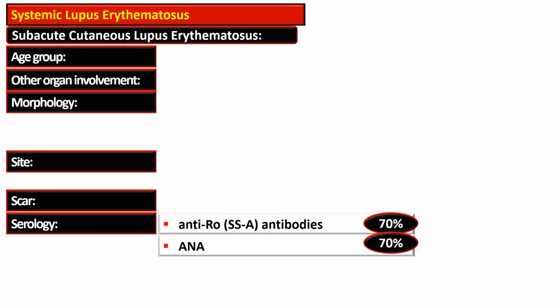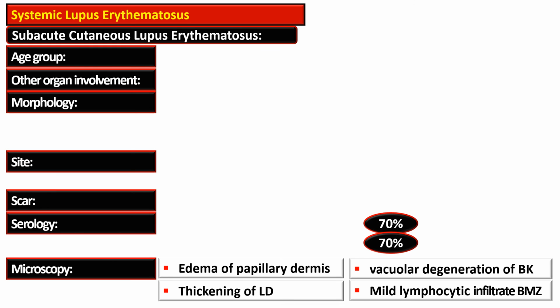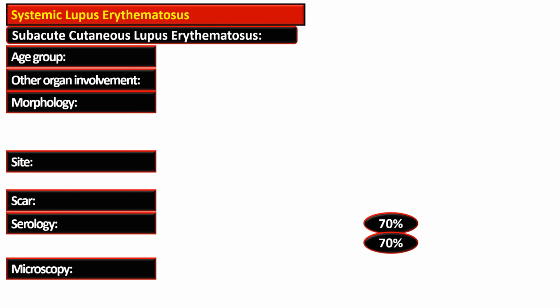anti-Ro antibodies and ANA antibodies are present in 70% of the cases, and microscopy is characterized by edema of the papillary dermis, thickening of the lamina densa, vacuolar degeneration of basal keratinocytes, and a mild lymphocytic infiltrate in the basement membrane zone.